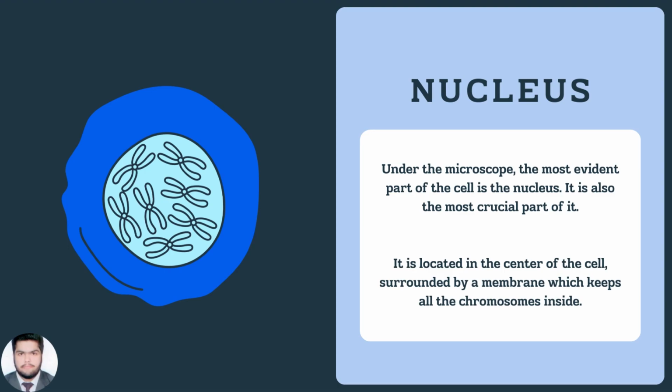Nucleus. Under the microscope, the most evident part of the cell is the nucleus. It is also the most critical part of it. It is located in the center of the cell, surrounded by a membrane which keeps all the chromosomes inside.